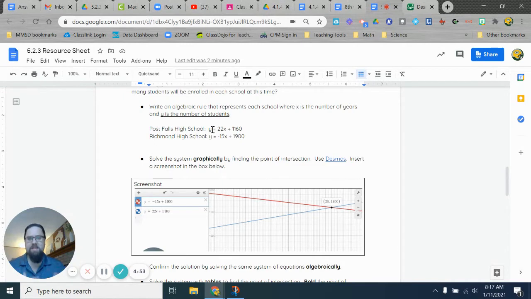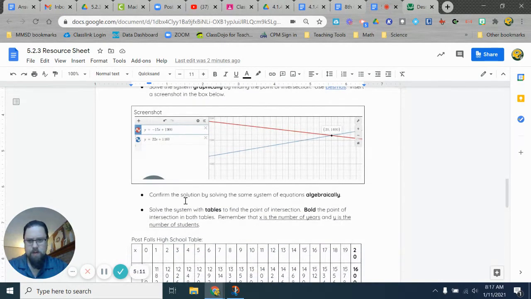Now, because they both equal y, that means these chunks, 22x plus 1160 and negative 15x plus 1900, are actually equal to each other as well. So we're going to drop the y's, and we're going to set those two chunks equal to each other. So we're going to say negative 15x plus 1900 equals 22x plus 1160.